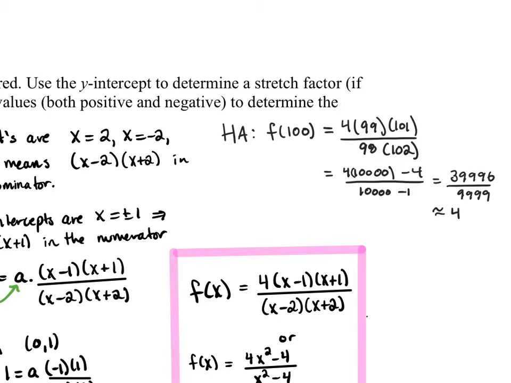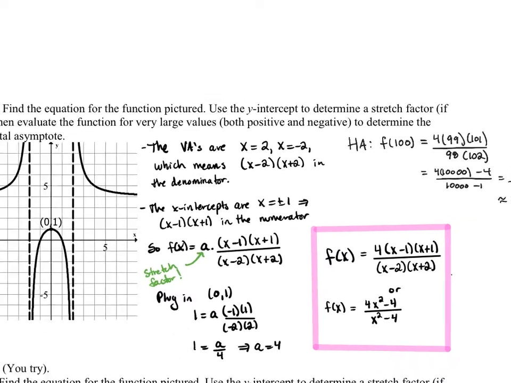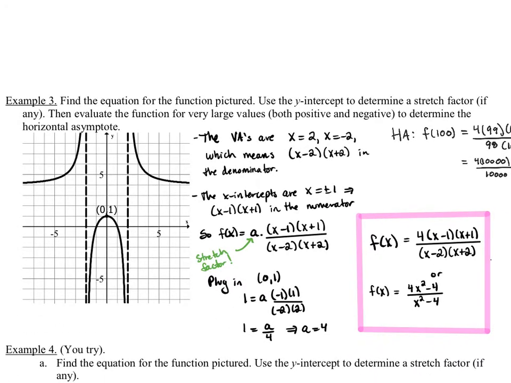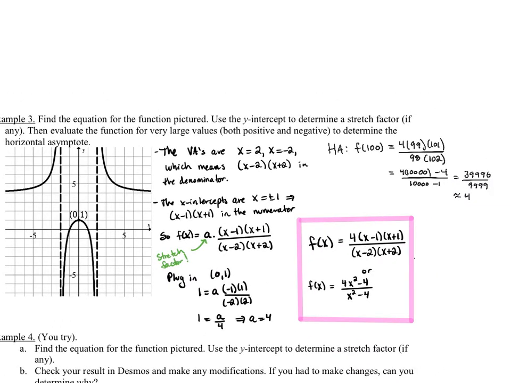What does that mean? That means that with this particular function, it's going to be a little bit bigger than 4. As I go out really far, remember the definition of a horizontal asymptote is you go way, way far out, so x gets very large. The y values are approaching 4.